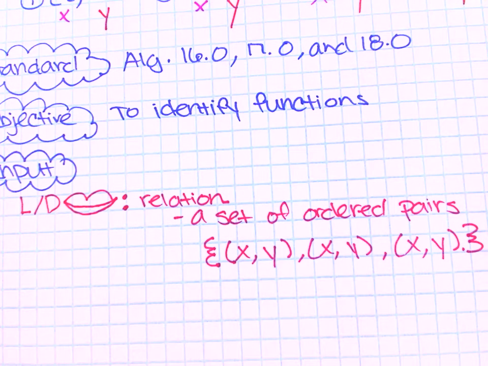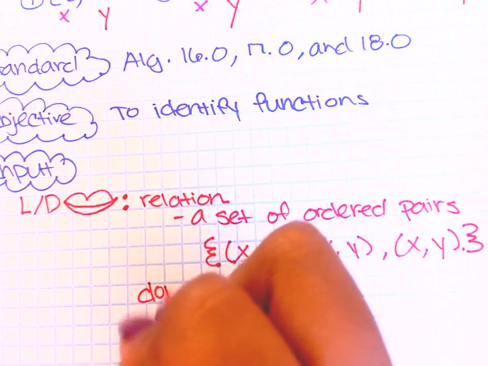Can everyone repeat that after me? A relation is a set of ordered pairs. Very good. Next word is domain.